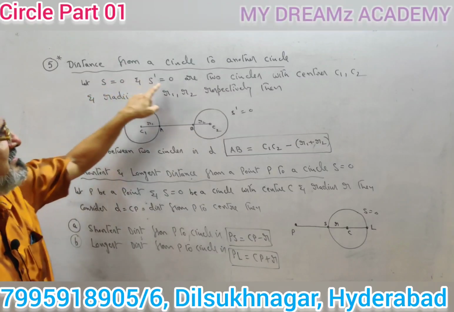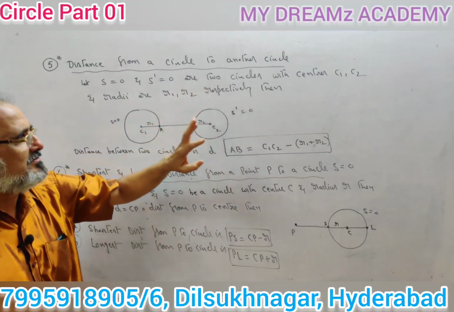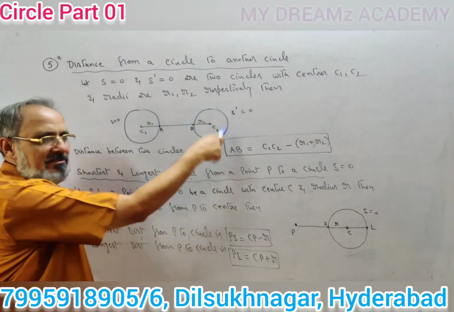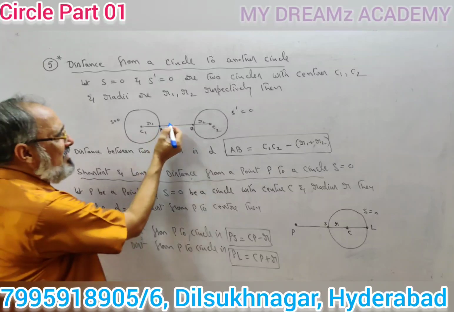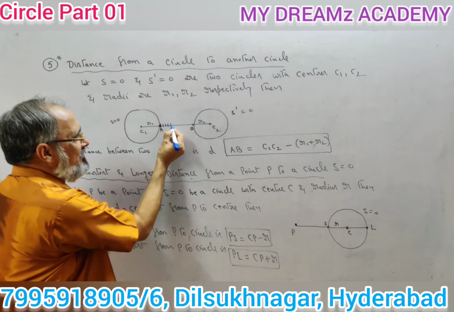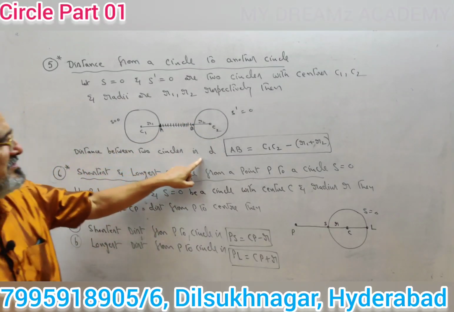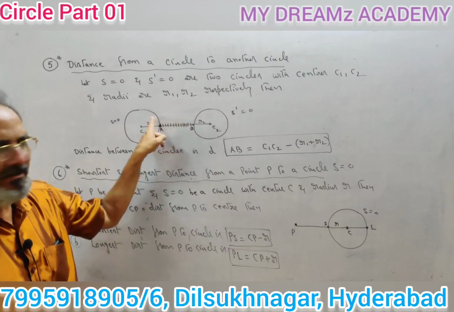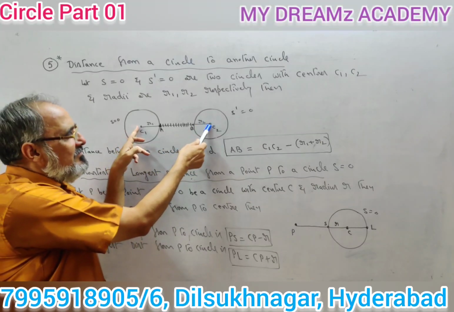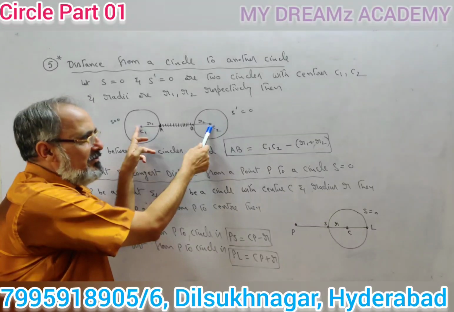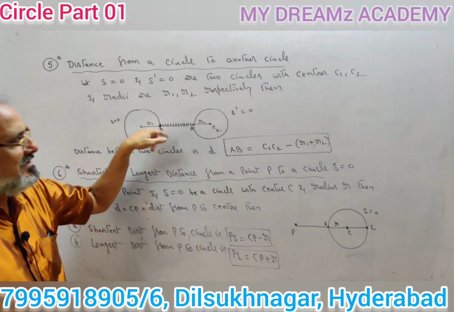Let S equal 0 and S dash equal 0 be two circles with centers C1, C2 and radii R1, R2 respectively. This is circle 1, this is circle 2, whose centers are C1, C2 and radii are these. Our requirement is the distance, this is the part we require. What is the distance AB? The distance between two circles D is nothing but AB. How to get it? Point number 1, with which I started the class: we know the distance between 2 points. Find the C1C2 distance and subtract R2 and R1, that gives the shaded part.